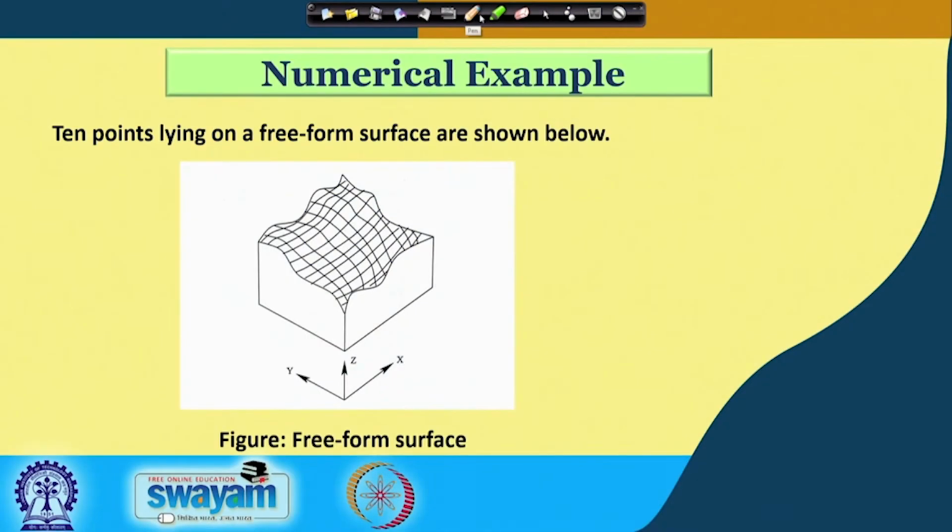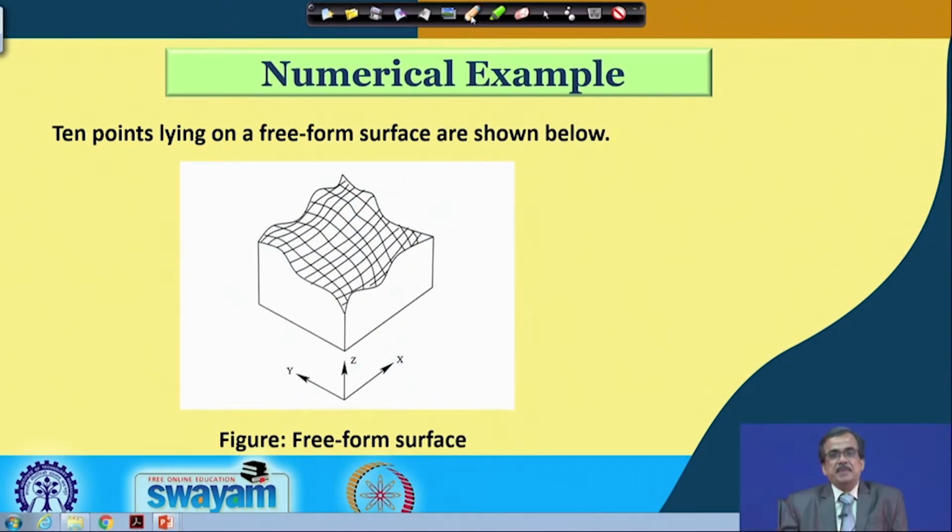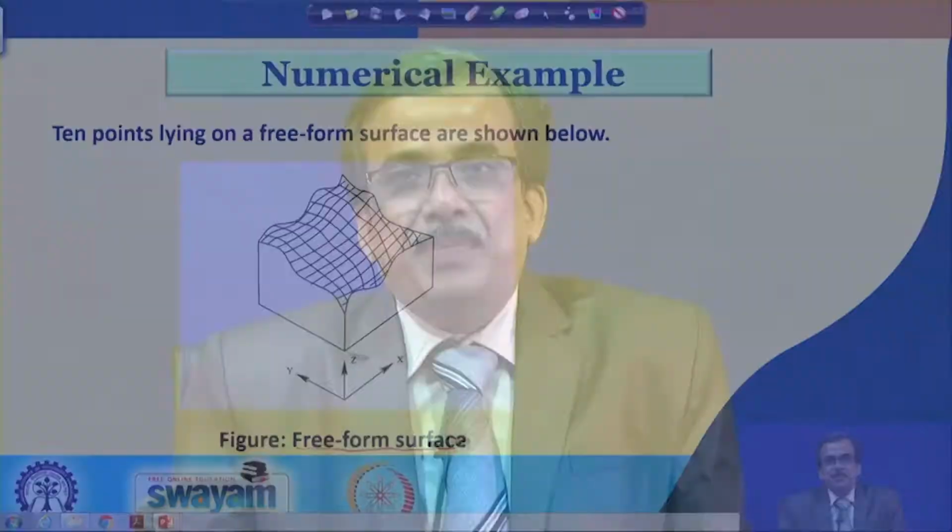Now, we are going to discuss how to use the concept of this fuzzy C-means algorithm to solve one numerical example. The numerical example which I have taken here is a very practical example. Supposing that we want to carry out some sort of machining operation to generate the free form surface. The free form surface is actually a bit difficult to machine.